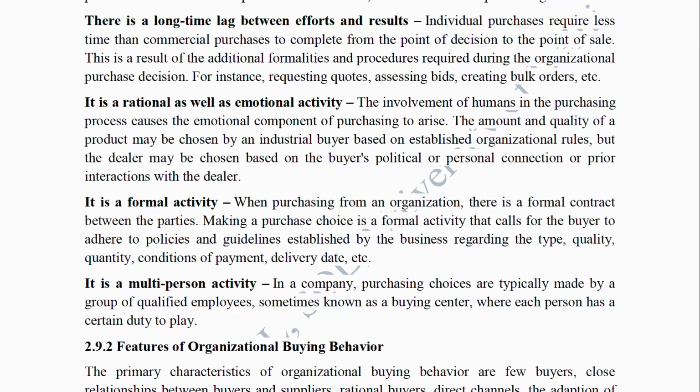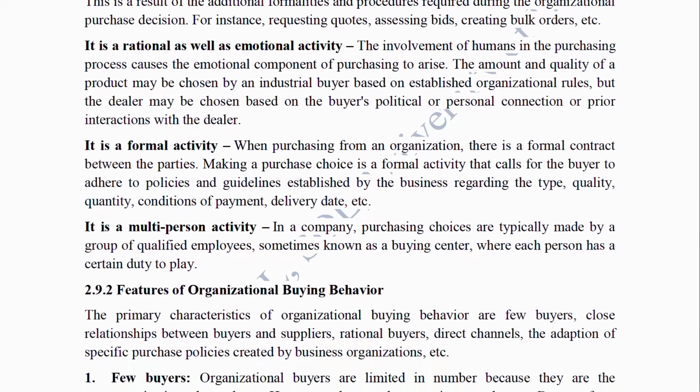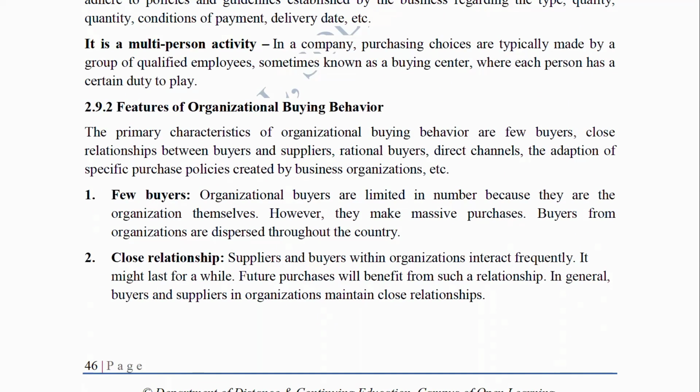It is a multi-person activity. In a company, purchasing choices are typically made by a group of qualified employees, sometimes known as a buying center, where each person has a certain duty to play. 2.9.2 Features of organizational buying behavior. The primary characteristics of organizational buying behavior are few buyers, close relationships between buyers and suppliers, rational buyers, direct channels, the adaptation of specific purchase policies created by the business organizations, etc.